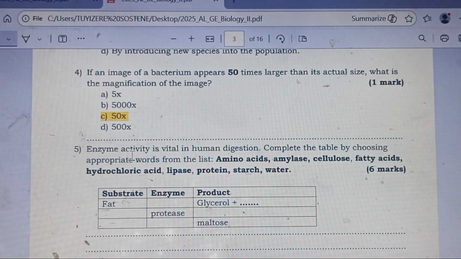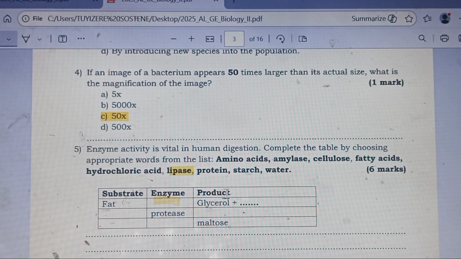5. Enzyme activity is vital in human digestion. Complete the table by choosing appropriate words from the list: amino acid, amylase, cellulose, fatty acid, hydrochloric acid, lipase, protein, starch, and water. Let us start with fat. The enzyme which digests fat, you may choose from here, is lipase. So here you must put lipase.